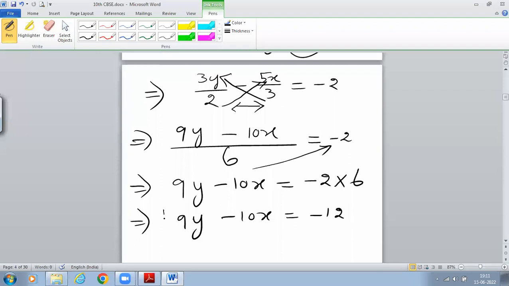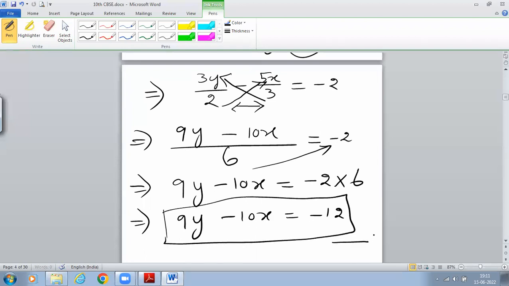Therefore, we have reduced this. Please put a box. It is not compulsory to put a box; if you want, you can. But you have to take this as equation number 1. Please write up to this. All of you complete up to equation number 1.